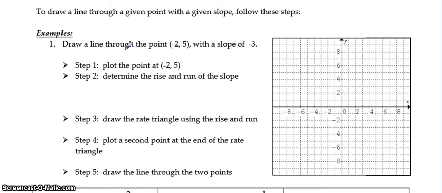So for example, we want to draw a line that passes through this point here, -2, 5, and it has a slope of -3. Remember, whenever your slope is just a number, that number is the rise, and 1 is the run. So first step is to plot the point at -2, 5. That's your first step.